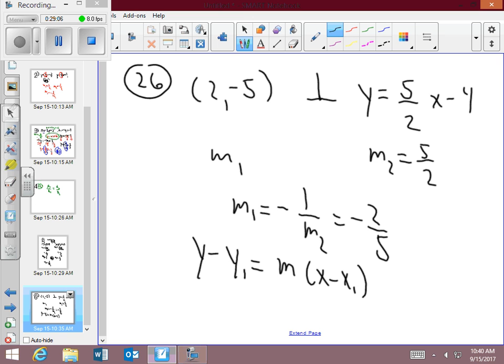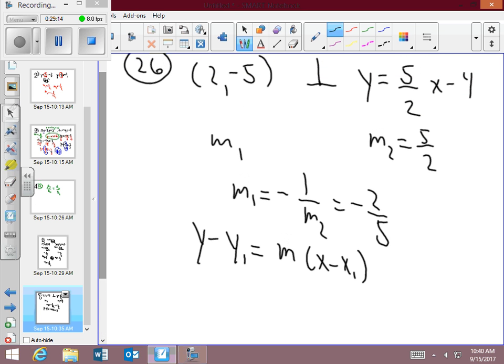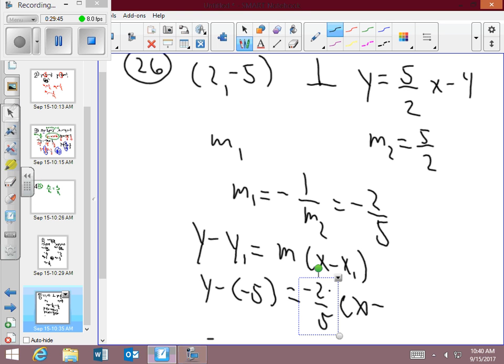All right, so now with the information that we have gleaned, what are we going to plug in for this equation? We're going to go y minus negative 5. What is it? Okay. And then we're going to plug in for this m what? Negative 2/5. And then we're going to go x minus 2.